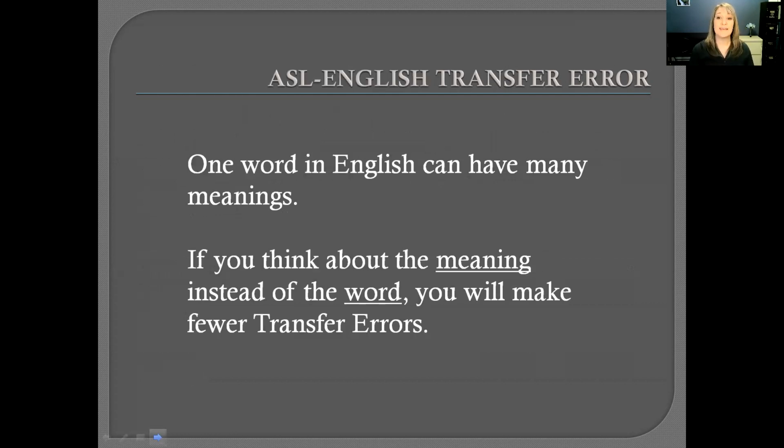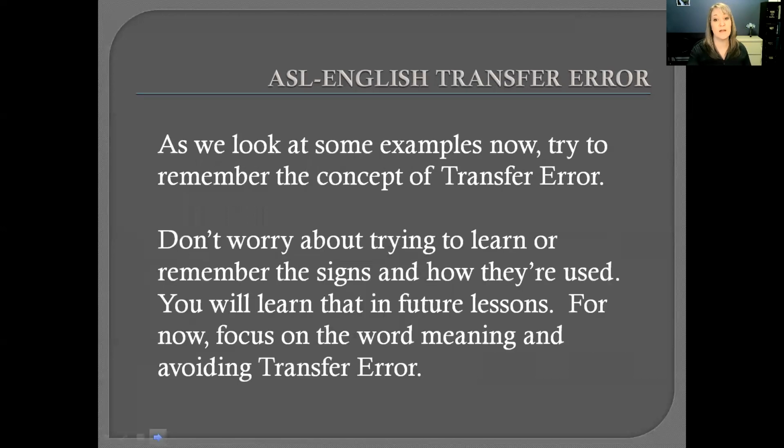Now, when we talk about ASL, English transfer error, one word in English can have many meanings. We use one word to mean a few different things. So when you think about signing or which sign to use, if you think about the meaning instead of the word itself, you will make fewer transfer errors. So let's look now at some examples. And while we do, think about that concept of transfer error, assuming that one thing means in your language what it does in another language.